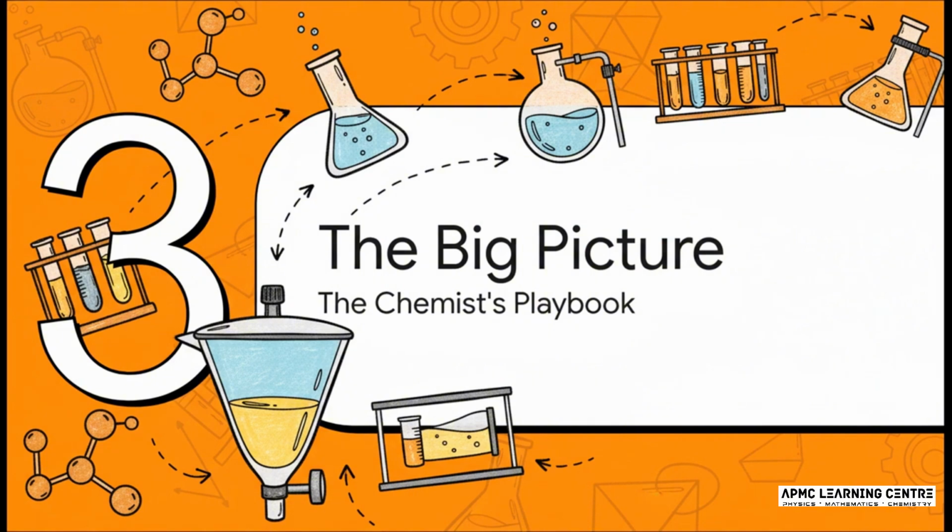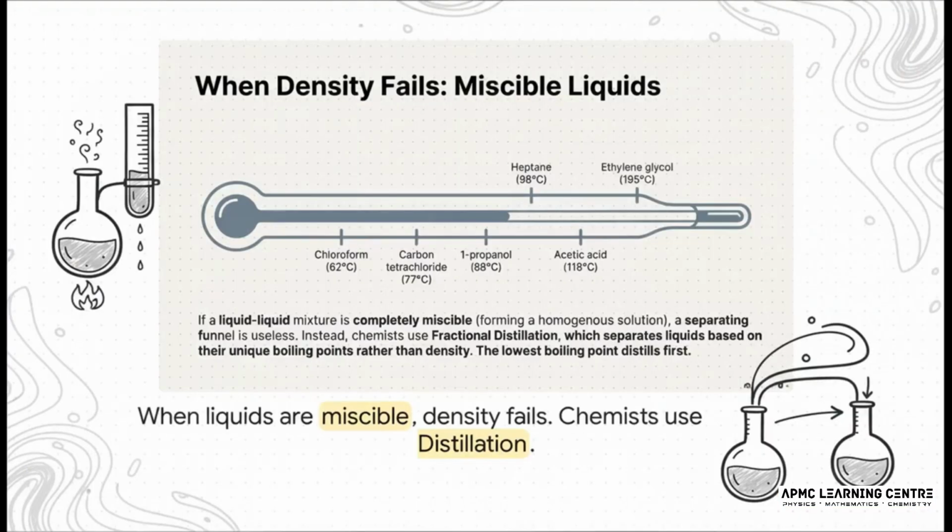All right, so now that we've got this technique down, let's kind of zoom out a bit and see where this fits into a chemist's overall game plan. But what if our little density trick doesn't work? I mean, what happens if the liquids are miscible? What if they mix up completely? Well, a separating funnel is totally useless in that case. So chemists have to switch up their strategy. They have to find a different physical property to take advantage of. Like, say, their boiling point. And the tool for that job is a completely different technique called fractional distillation.